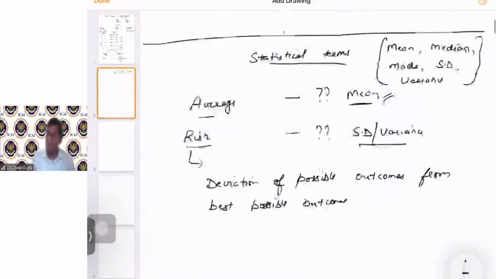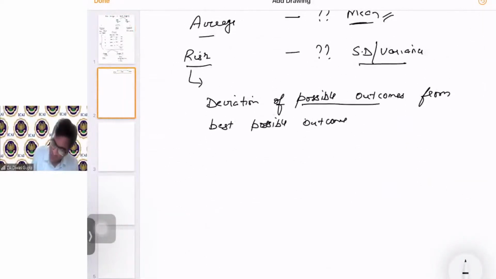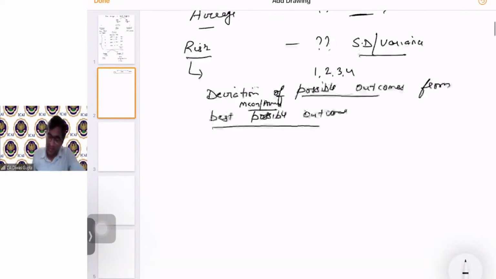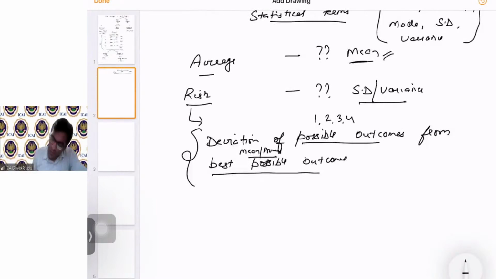So coming back here, the possible outcomes are 1, 2, 3, 4. These are the different possible outcomes, and the best possible outcome is the mean or average. So what we are doing here is calculating the deviation of all the possible outcomes from the best possible outcome. Hence, this definition corresponds to standard deviation or variance from the statistical point of view.